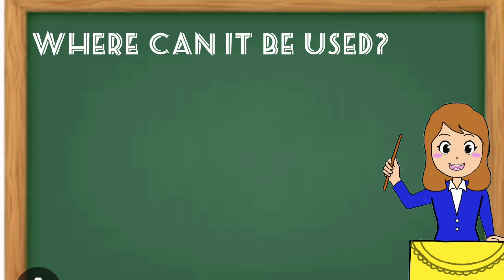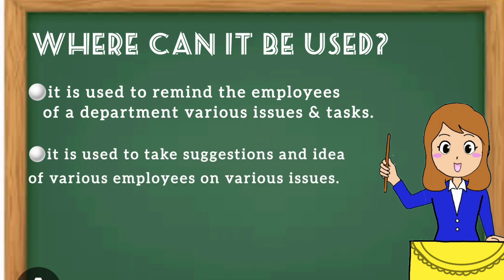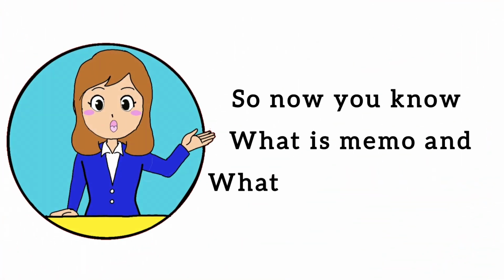Where can it be used? It is used to remind the employees of a department of various issues and tasks. It is used to take suggestions and ideas of various employees on various issues. It is used to tell the staff various changes made or to be made within the organization. So now you know what a memo is and what its uses are.